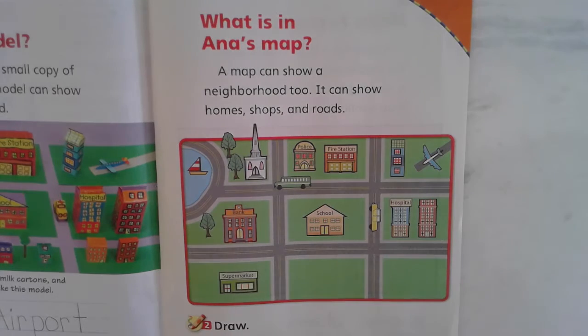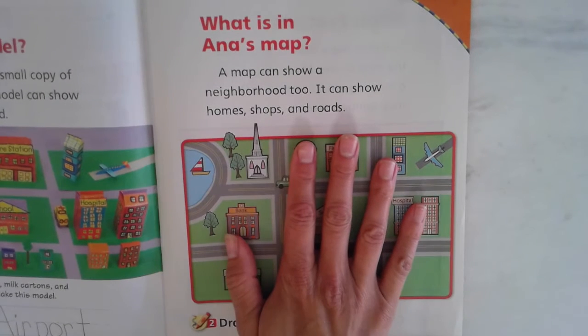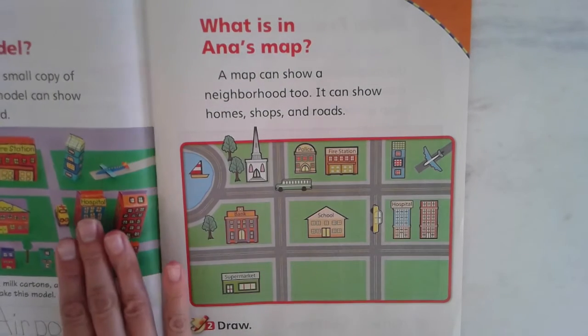What is in Anna's map? Okay, so not only is Anna making a model of her town or a neighborhood, but she's also making a map. A map can show a neighborhood too. It can show homes, shops, and roads. So a map is normally drawn and models are normally made.